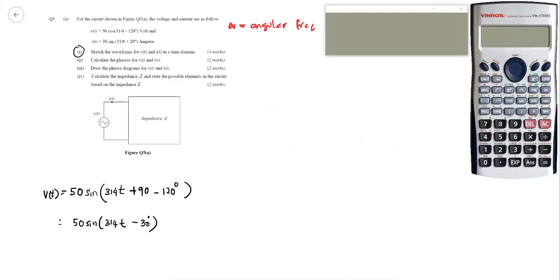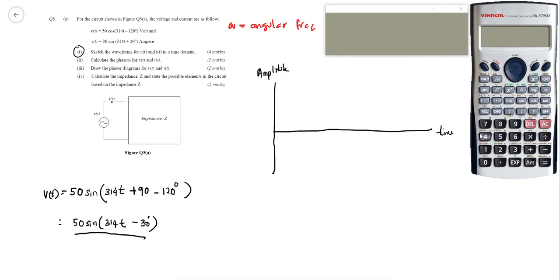So the first question, sketch the waveform for Vt and It. Right now, both waveforms are in sine function. Then we can sketch the waveform in time domain. Time domain meaning that this is the amplitude and this is your time. So you can plot. For example, the Vt is 50 sine 314t minus 30 degrees.